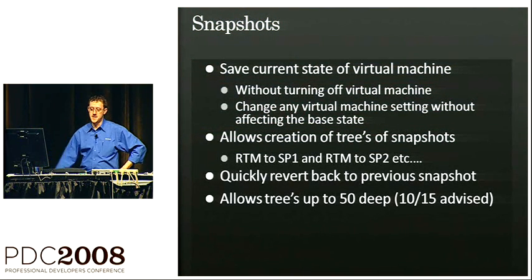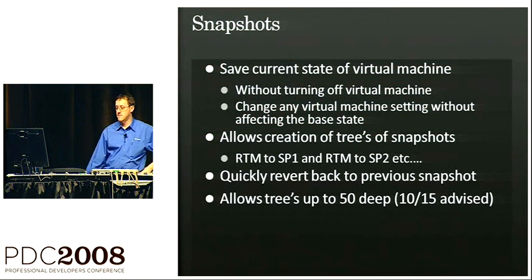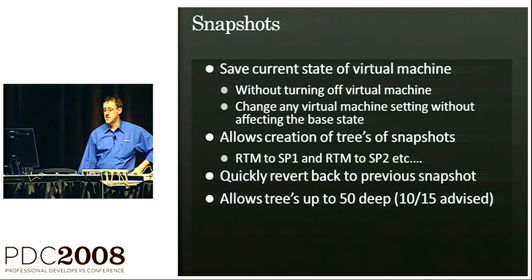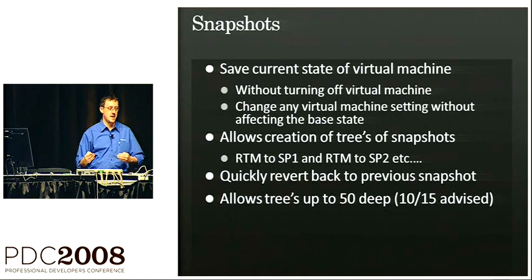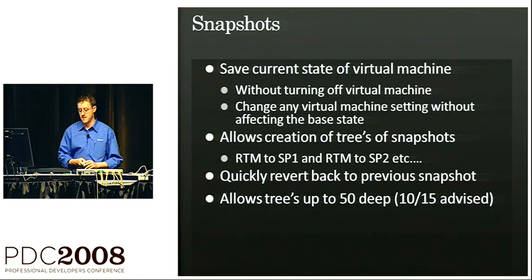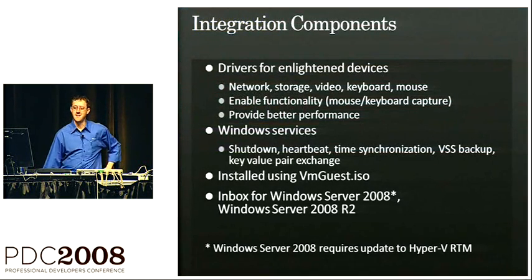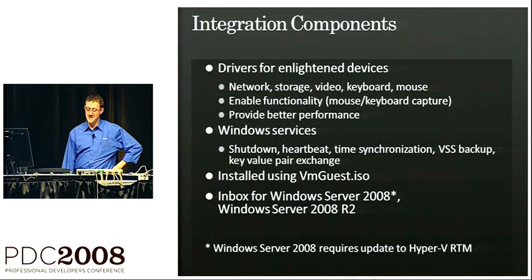And this is a little bit about snapshots. We've already talked about this. So we allow creation of snapshot trees. We can quickly use that to revert back and forth between a previous snapshot and what we're currently doing, like an undo disk. We support trees up to 50 deep. I usually try to keep them around 10 or 15, because every time you add a snapshot, there's a little bit of a performance hit. It's a couple percent, but if you get into a tree of 50, that couple percent starts getting up there. I already did the demo for that. Skip over. Okay, so integration components.